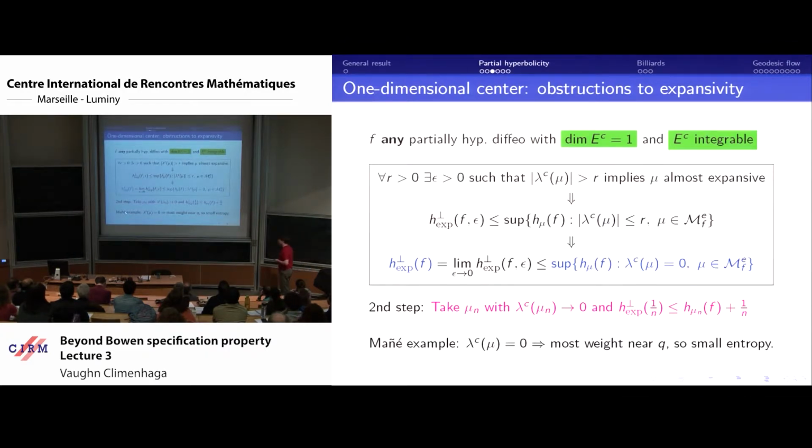In particular, if you go back to think about the Monnier example, how can you have a 0 center exponent? Well, let me go back to the picture.